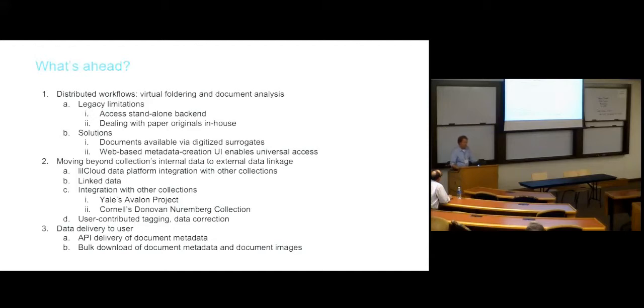After that, there is interlinkage with external data. Currently, we have interlinkage internally within the document set. We would like to be able to go out to things like Wikipedia to link data, for example, and enrich the experience of the authors for the user. And also other collections that we might link out to, like Yale's Avalon Project, or Cornell's Donovan Nuremberg collection.